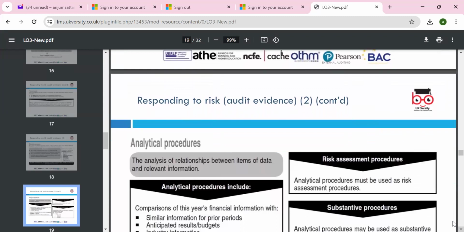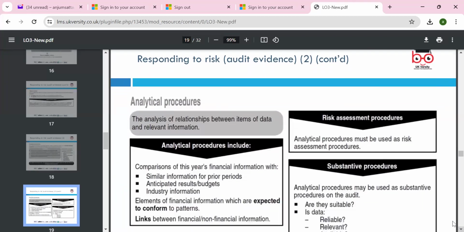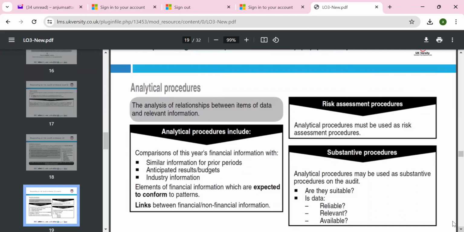So we can also look at responding to risk with audit evidence and analytical procedures, the relationships between items of data and the relevant information. Analytical procedures include the comparison of this year's information with similar information of the prior period, anticipated results, budgets, and industry information. So we can look at what is happening in the industry, what happened last year and what happened this year, so we have comparative figures. Like, you can look at KPIs, key performance indicators, elements of financial information expected to conform to patterns, the link between financial and non-financial information. Financial is numerical, related to finance, but non-financial looks at the reputation of the company, the view of the company. Of course, goodwill can be measured when those are reliably measured, and the risk being assessed is revalued. So analytical procedures must be used in the risk assessment.